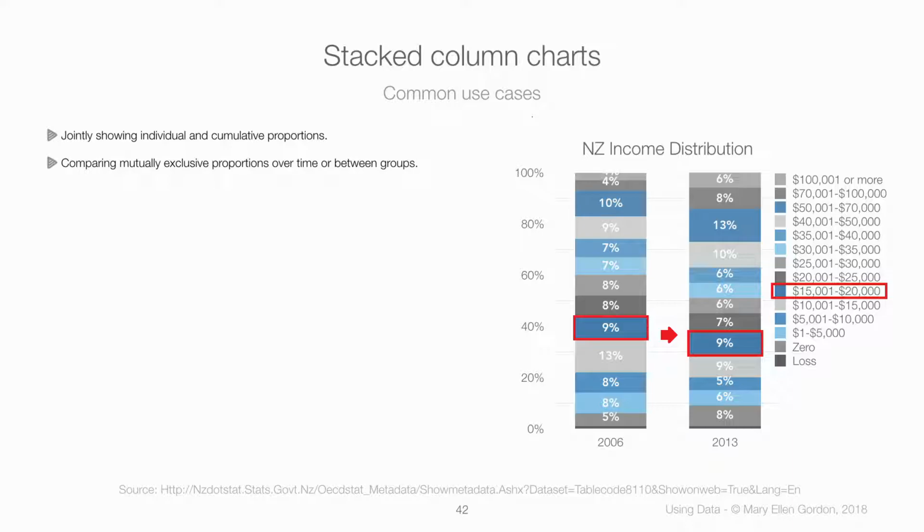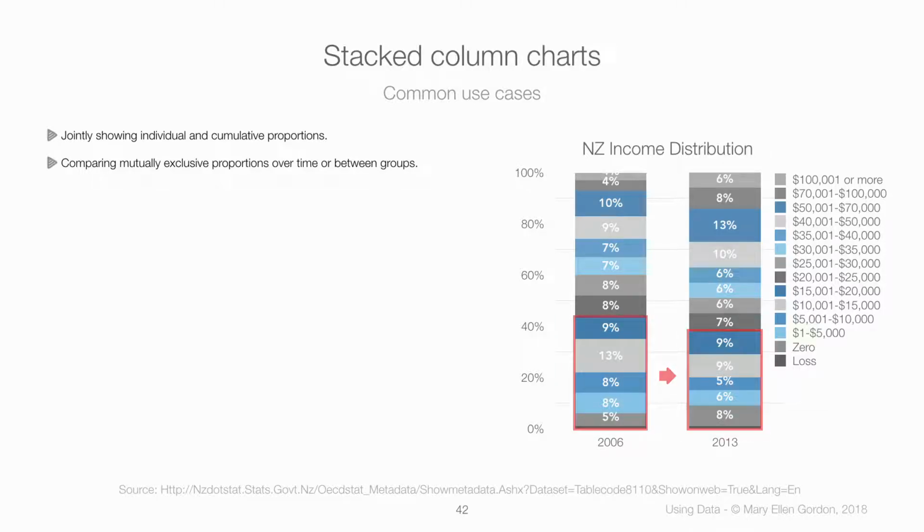But we can also compare cumulative proportions. So for example, if we wanted to look at what proportion of people earned 20,000 or less in both of those years, we would add up all of these numbers and compare it to all of these numbers. And even just visually, we can see that in 2006, there were quite a few more people, or a larger percentage of the population, earning below 20,000 because this is bigger than it was in 2013. Again, we would just add up all of these numbers to figure out what that proportion was in 2013.